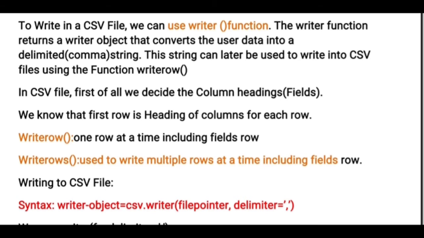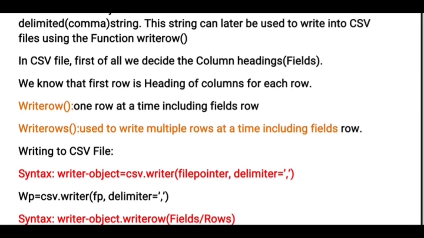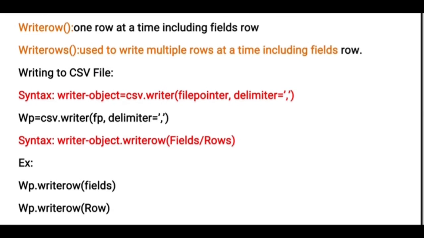Writerow will help us write the fields or the values of a particular heading one at a time. But when we have to write multiple rows in one single go, then we will use writerows. So this is the syntax of the CSV file, that is how to write into the CSV file.